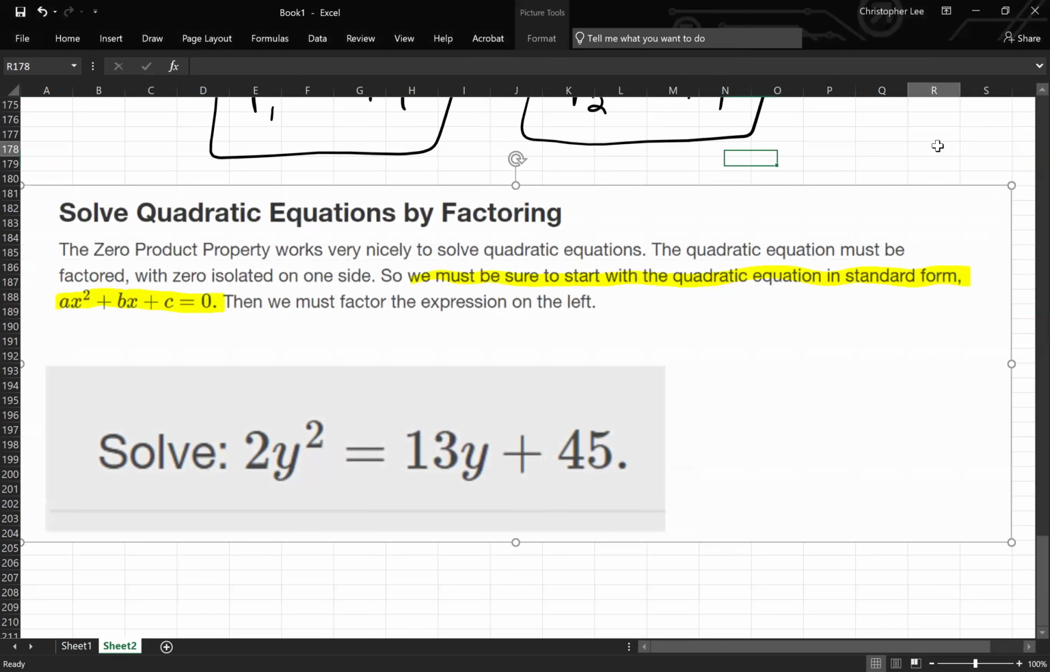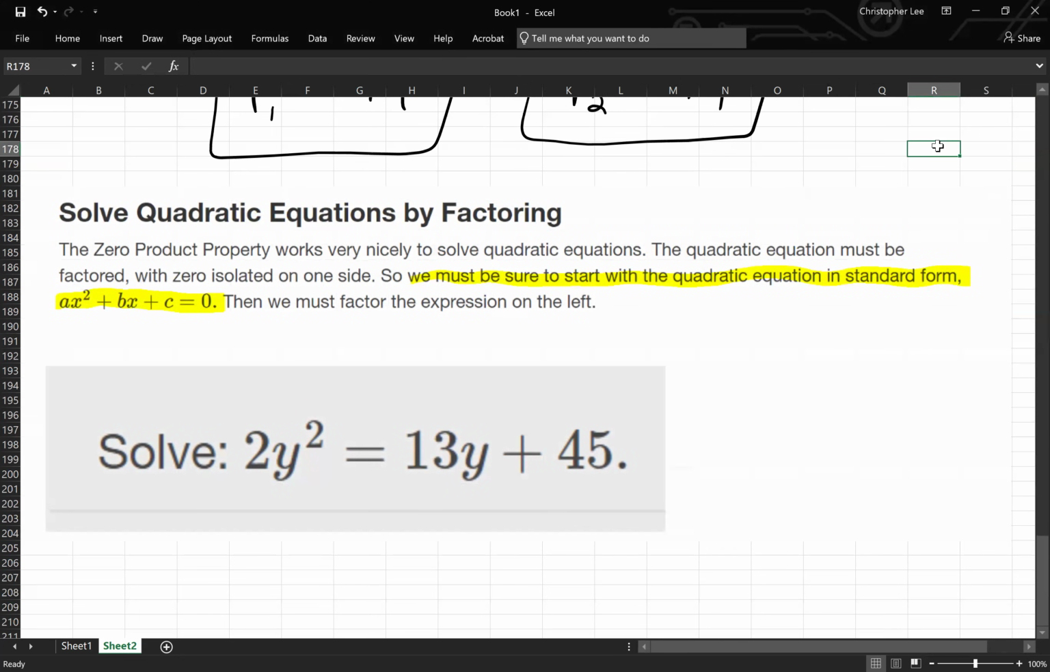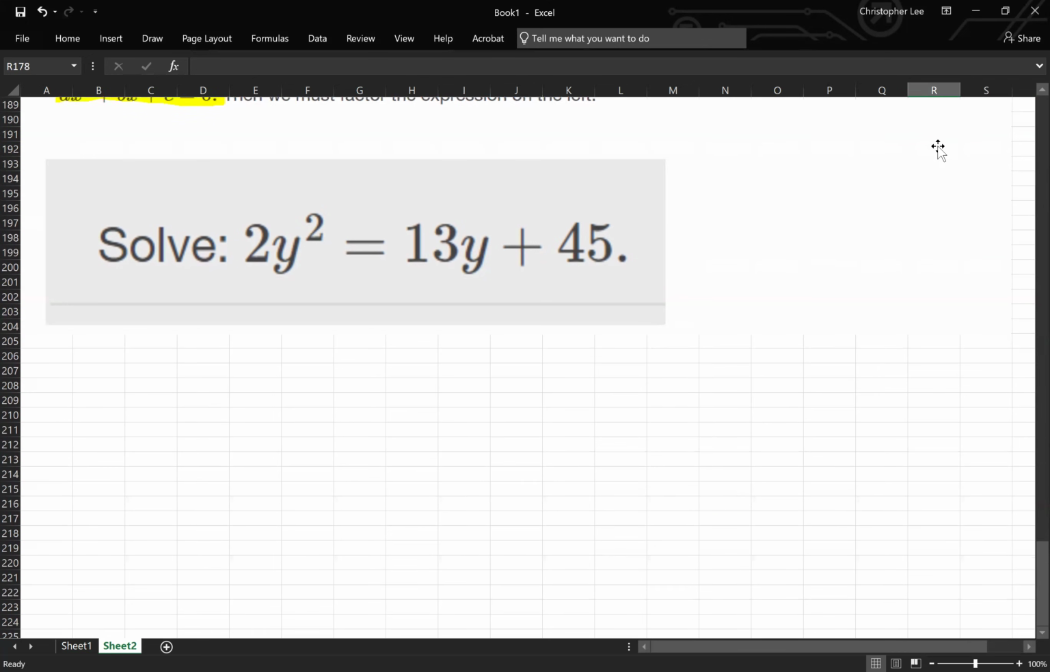So now we want to solve quadratic equations by factoring. The zero product property works very nicely to solve quadratic equations. The quadratic equation must be factored with zero isolated on one side. So we must be sure to start with the quadratic equation in standard form. What standard form? ax squared plus bx plus c is equal to 0. Then we factor the expression on the left, solve it for 0, and we're good to go. Let's try it out.